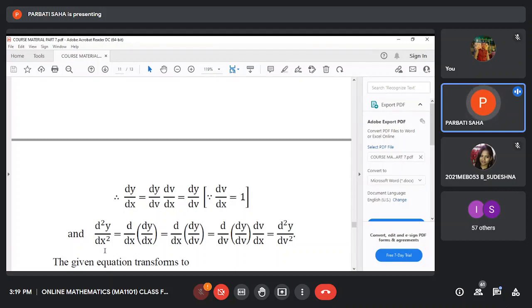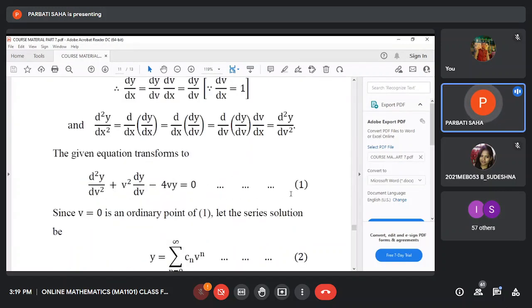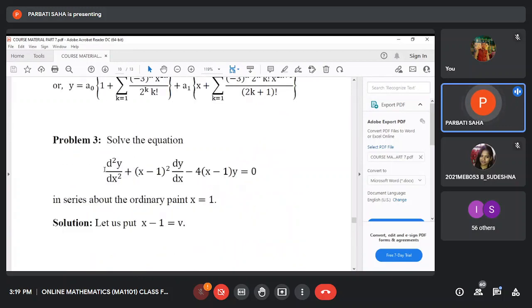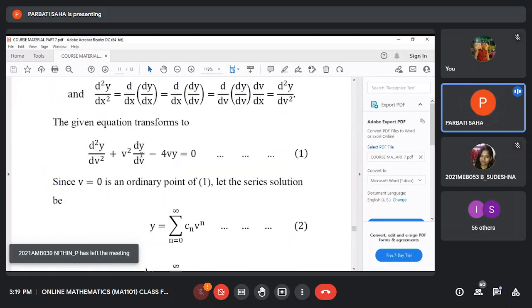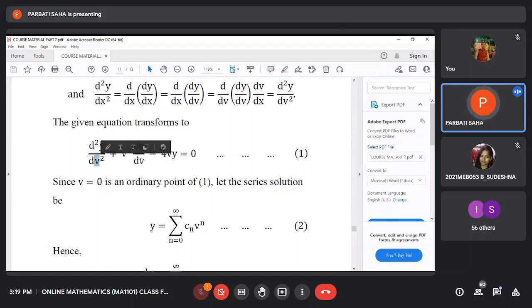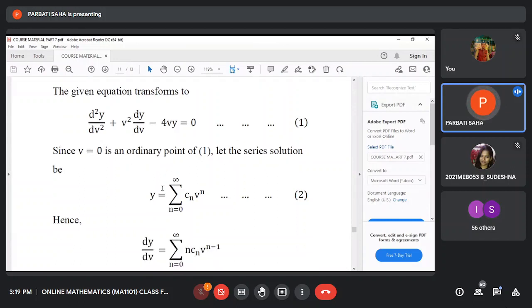Similarly, calculate d2y dx2, then put these values in the original differential equation, and then you obtain this. Here x is replaced by v, and the problem now becomes the same as before. Just x is replaced by v, otherwise the other things remain unchanged. The independent variable x is replaced by v only. Now here v equals 0 is an ordinary point, and then we just use the previous method.